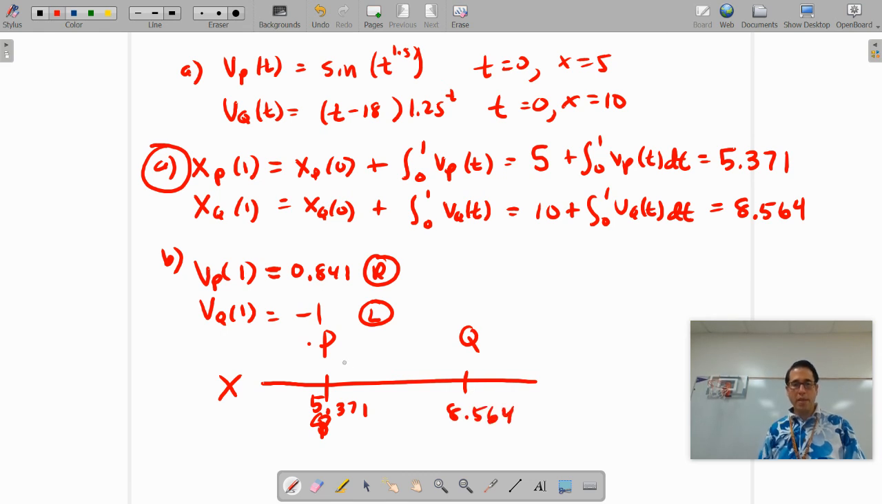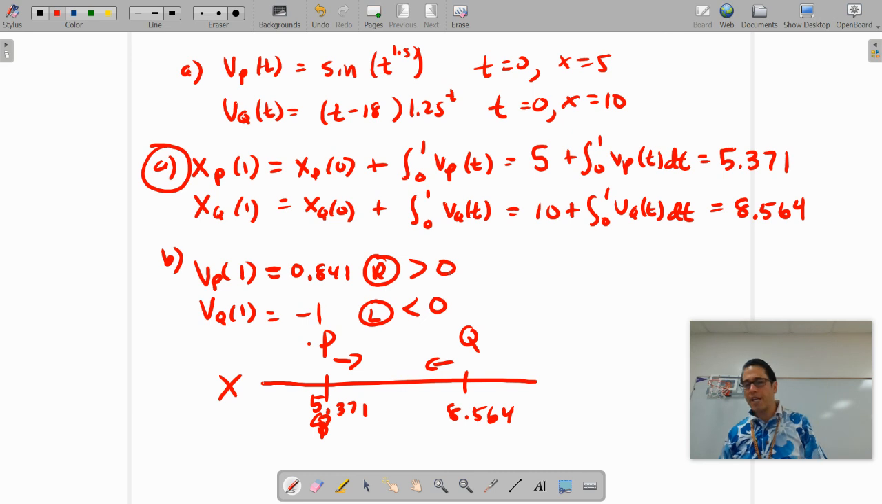Oh, sweet. And so P's going to the right because it's greater than 0. Q is moving to the left because its velocity is less than 0. So guess what? They're going towards each other. So I'm not going to write this out, but hopefully you write something out that helps the AP grader understand what I was writing down.